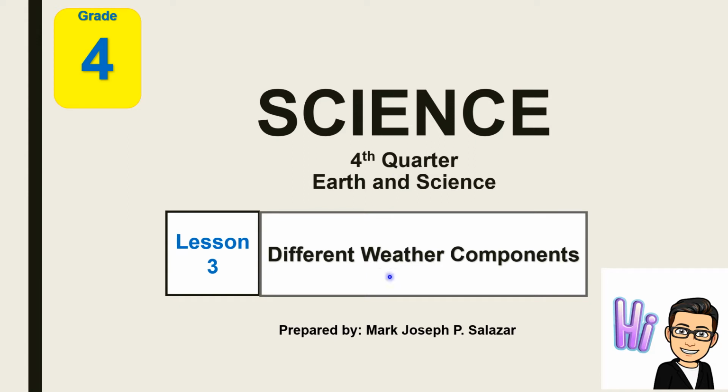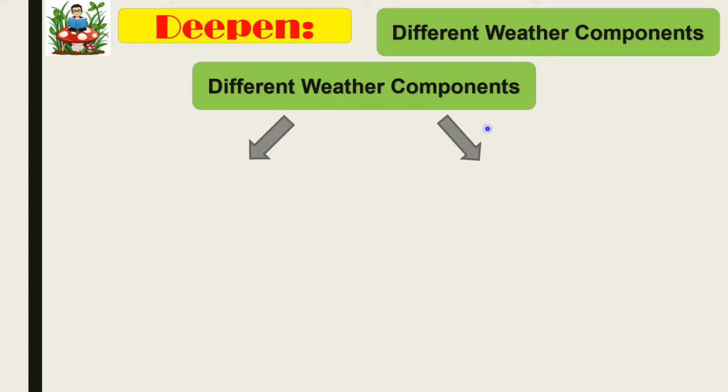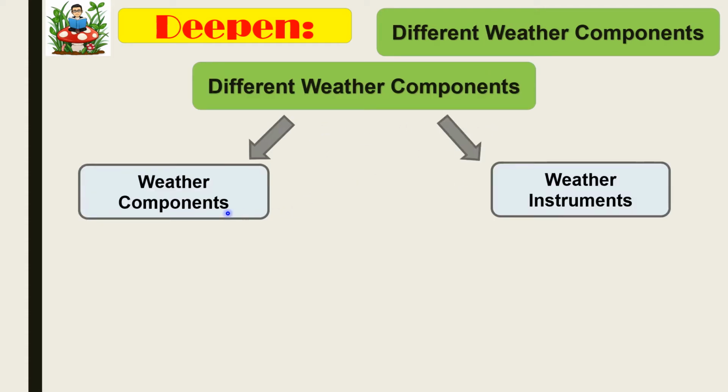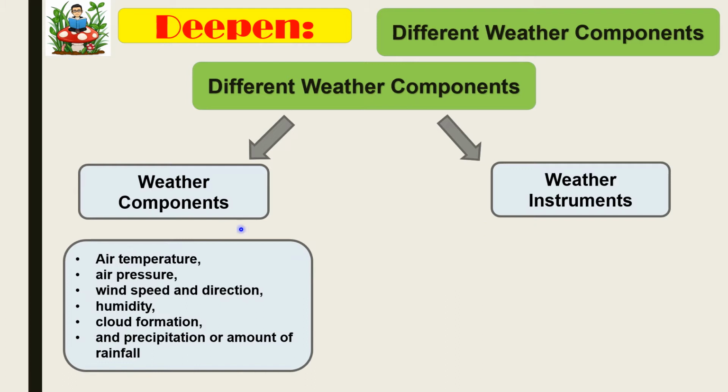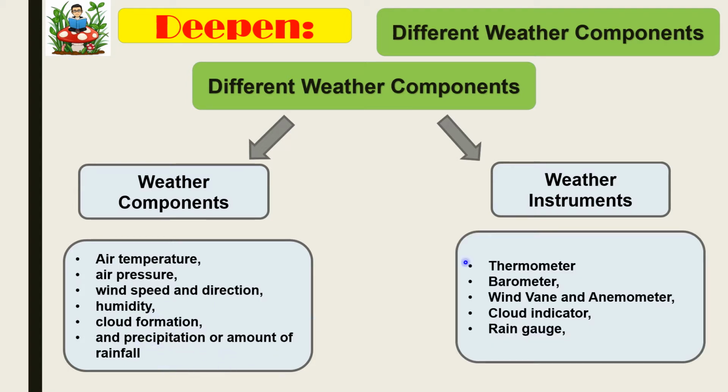Our lesson for today is different weather components. The different weather components have two main parts: weather components and weather instruments. The weather components are air temperature, air pressure, wind speed and direction, humidity, cloud formation, and precipitation or amount of rainfall. The weather instruments are the thermometer, barometer, wind vane and anemometer, cloud indicator, and lastly, the rain gauge.